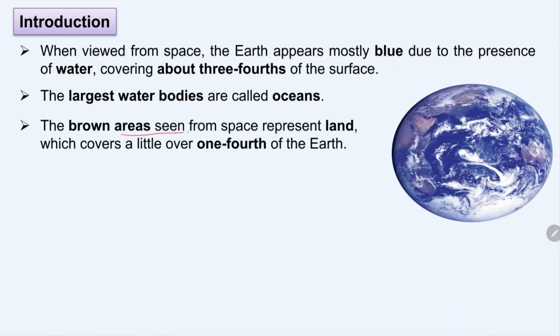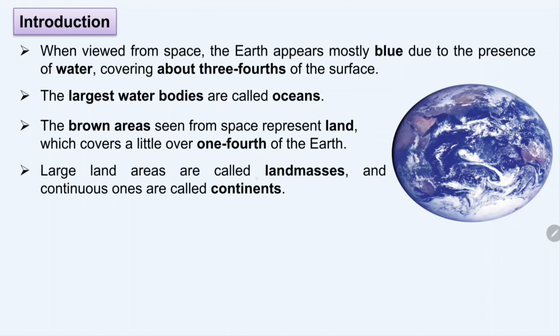The brown areas seen from space represent land. These brown areas represent land, which covers a little over 1/4 of the earth. It covers only 1/4. I'll just divide this one: only this portion is land, the other portions are all water. That is why 1/4. I hope you understood.